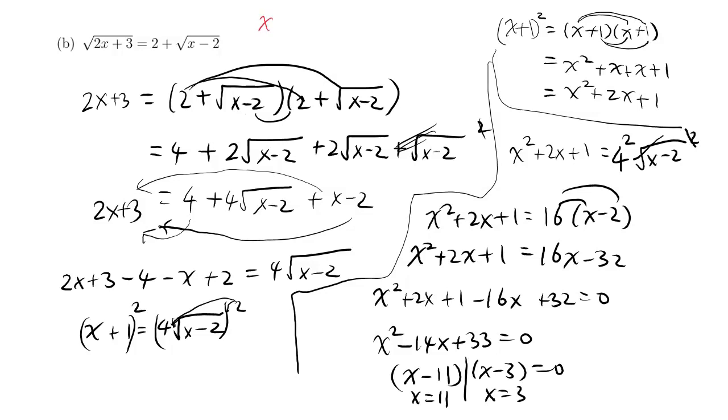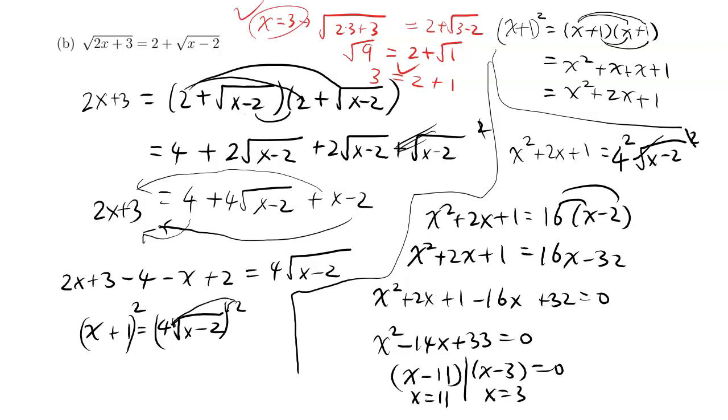So if x is 3, then we have the square root of 2 times 3 plus 3 equals 2 plus the square root of 3 minus 2. 2 times 3 plus 3 is 9. Square root of 9 is 3. 3 minus 2 is 1. Square root of 1 is 1. 3 is 2 plus 1. That is correct, right? So that's okay.